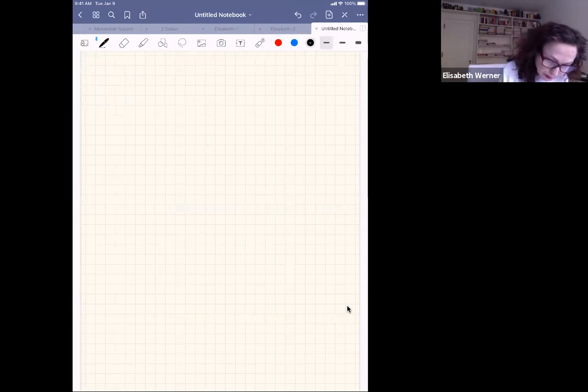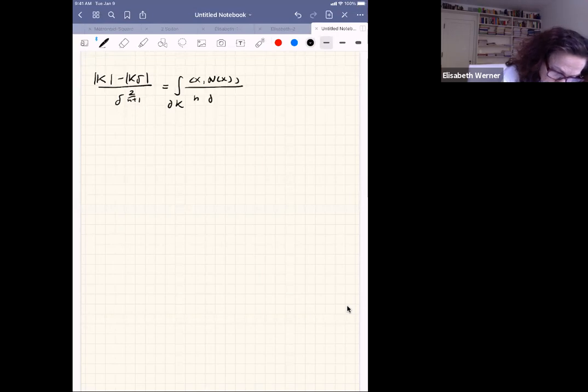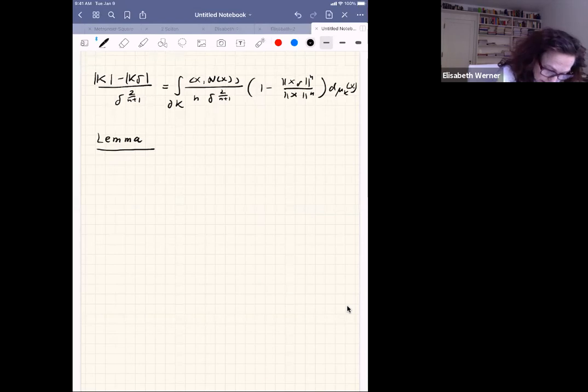So where are we with our first theorem? We are looking at, okay, maybe I write it again. So we are looking at that now, that we have rewritten as this integral. And now I'll state a lemma, which says there exists an absolute constant C that's positive, and delta zero such that for all x in the boundary of K with r of x strictly bigger than zero.